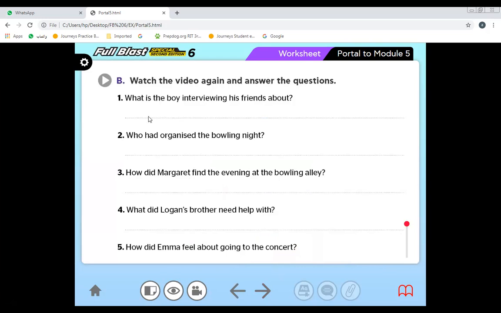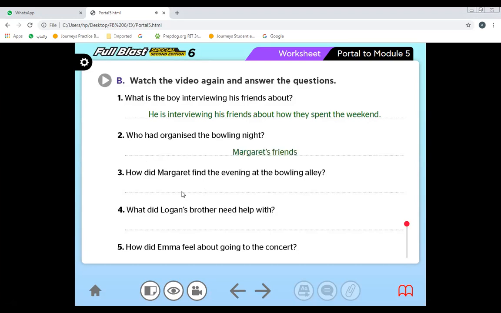Answer these questions. What is the boy interviewing his friends about? He is interviewing them about what? How to spend weekends. Excellent. He is interviewing his friends about how they spent the weekend. Well done. Who had organized the bowling night? The bowling night by whom? Margaret's friends. Well done.